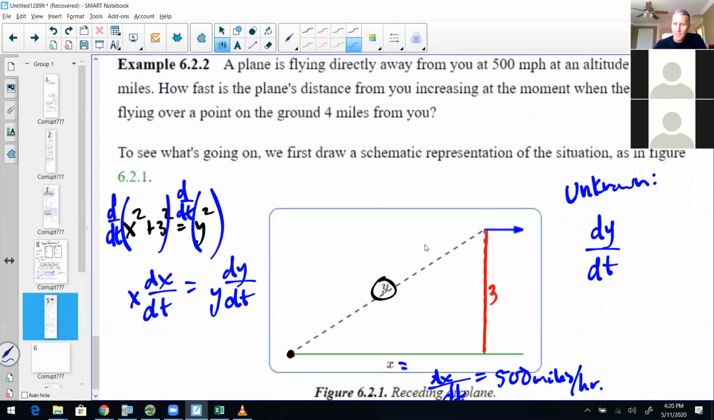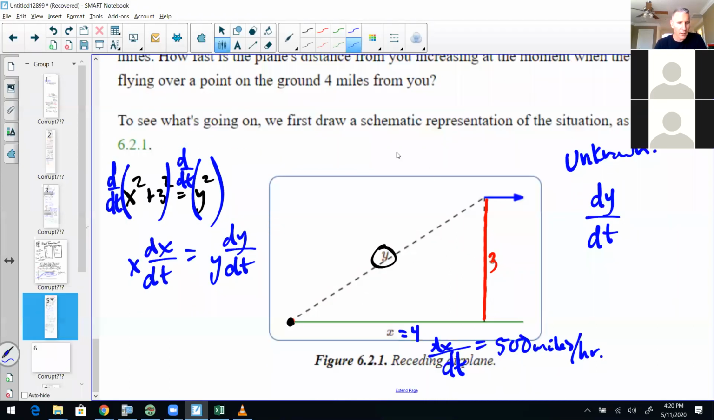Now, we also are given that the point on the ground under the plane is exactly 4 miles away from us. When the plane is flying over a point on the ground 4 miles from you, x is 4. So just with that, I have that this is 4 miles, right? This x is 4. The dx/dt is 500 miles per hour, and that is equal to y.